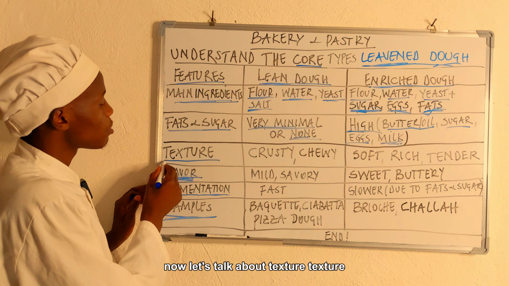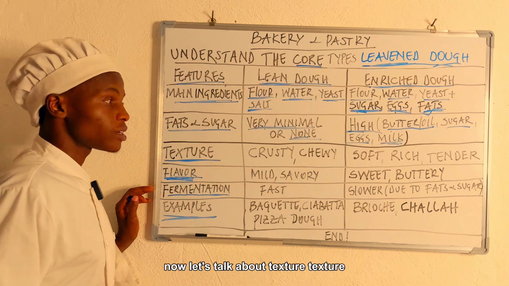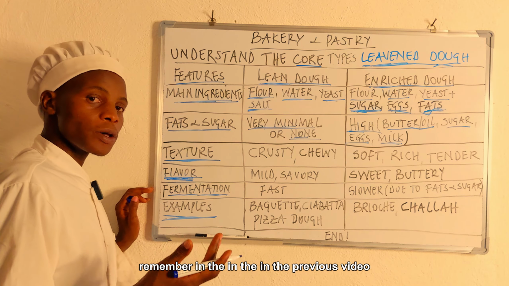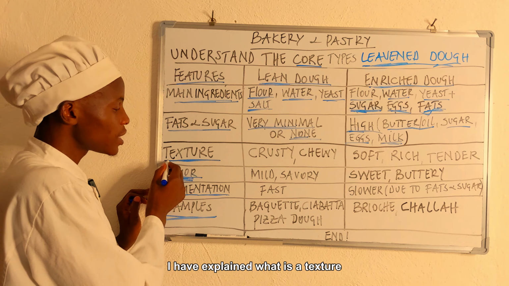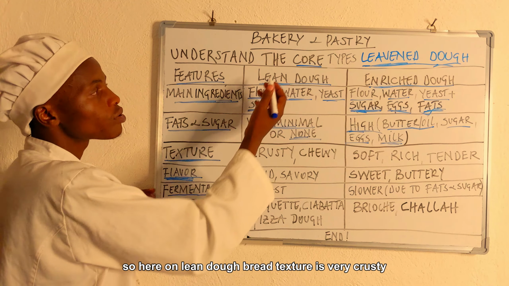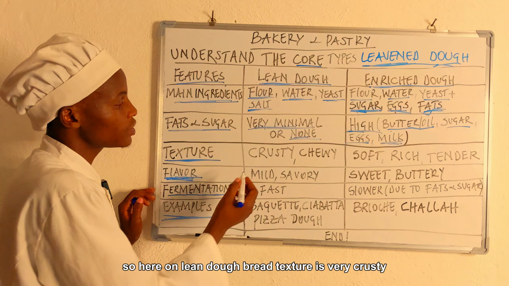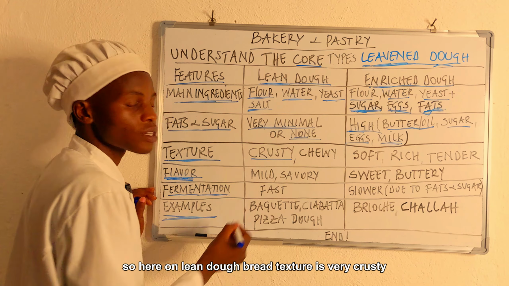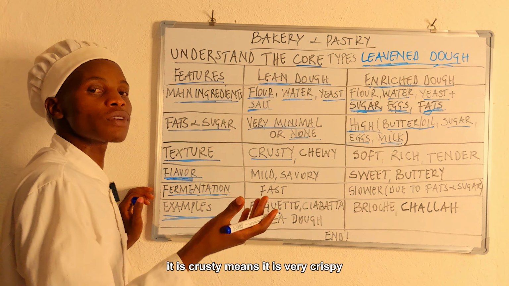Now, let's talk about texture. Remember in the previous video, I explained what texture is. So here in lean dough bread, the texture is very crusty. Crusty means it is very crispy.